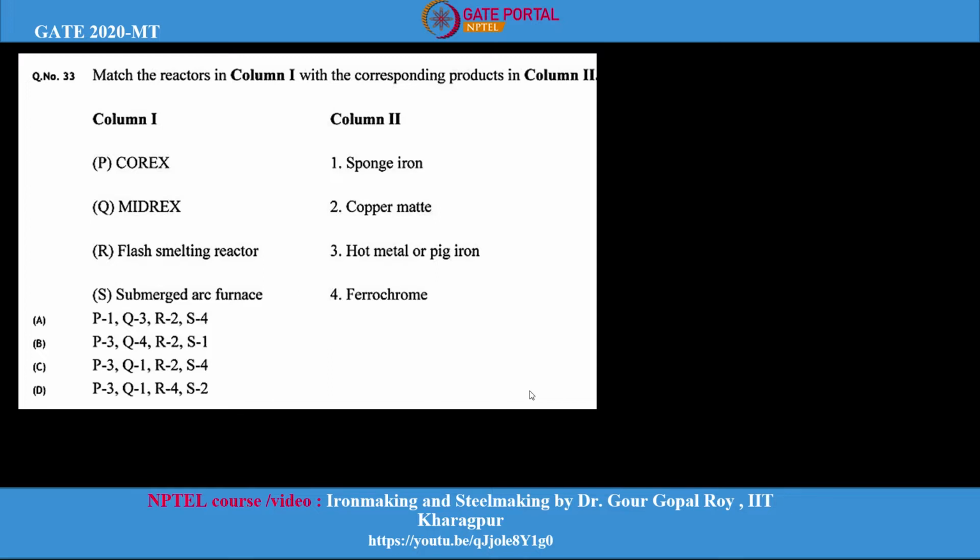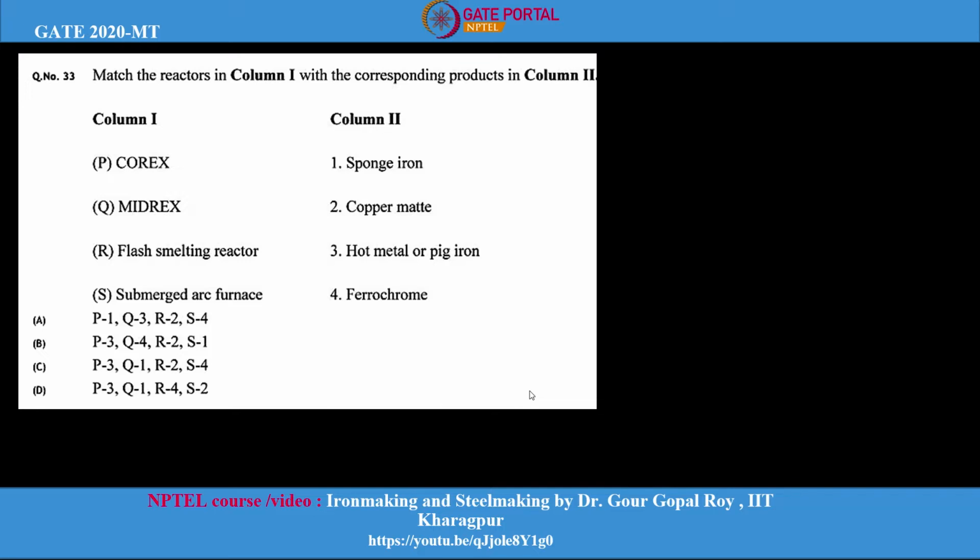Match the reactors in column 1 with the corresponding products in column 2. In column 1, they have given the different types of reactors, and in column 2, they have given the end products. So the reactors are Corex, Midrex, flash smelting reactor and submerged arc furnace, and the corresponding products are sponge iron, copper matte, hot metal or pig iron and ferrochrome.